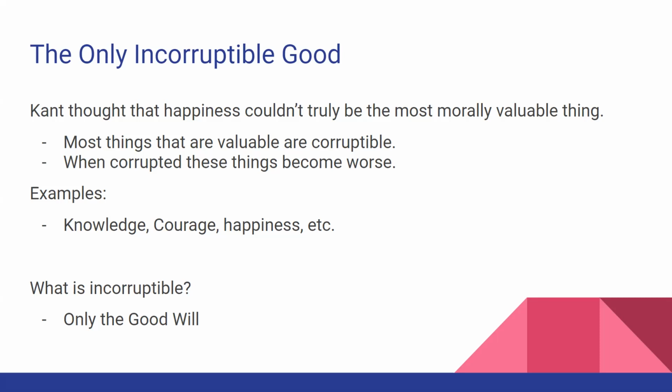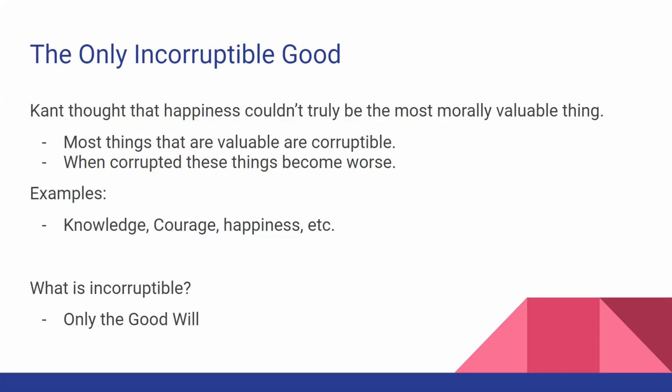The reason he thought that was because he sees happiness and pleasure as something that can be corrupted. Now, he accepts that they're valuable. He accepts that they're things that are worthy of pursuit. But he thinks that they can be corrupted, and that when they are corrupted, they become worse. So what exactly does that mean here? Well, think about some good things like knowledge or courage or happiness. And then think about people having these things who either don't deserve them or are bad people. And Kant thinks, once you see that, you'll be like, oh, this is worse, right?